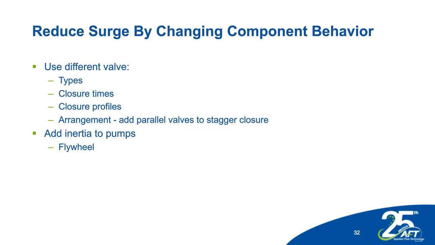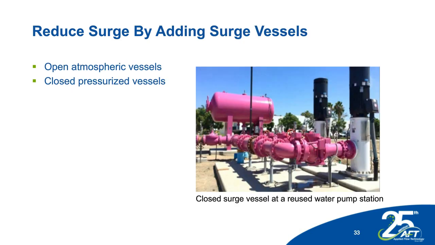Another way is to change the way your components behave. So allowing your valves to close over longer periods of time or changing their profiles. As far as pump transients goes, adding flywheels to help the inertia on your pumps. Those are all different ways to help mitigate Waterhammer. And then there's also several types of surge vessels that you can incorporate: relief valves, gas accumulators, surge tanks, etc.